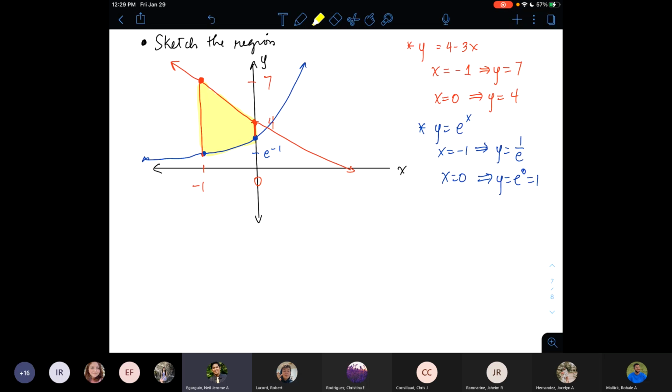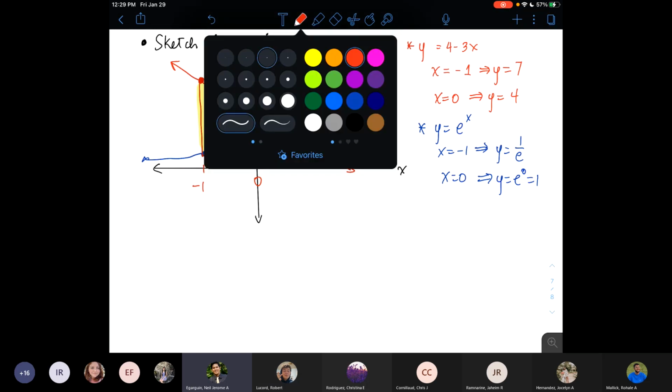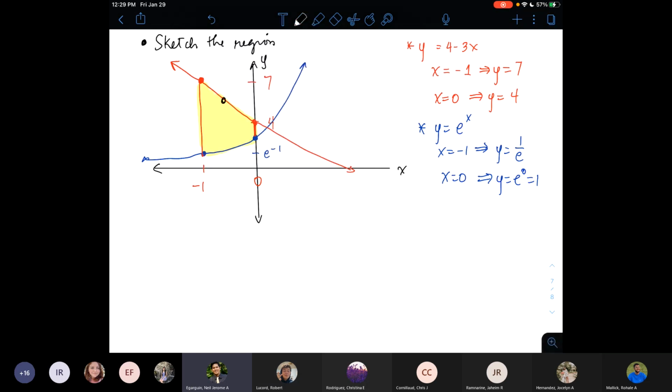And another thing is that if you use vertical strips, so you draw a test vertical strip, you move it to the left or to the right, the red function is always on top and the blue function is always at the bottom. So that tells us we can evaluate this using only one integral. If you will insist on using horizontal strips, then you will have to split the integral into 3 pieces.